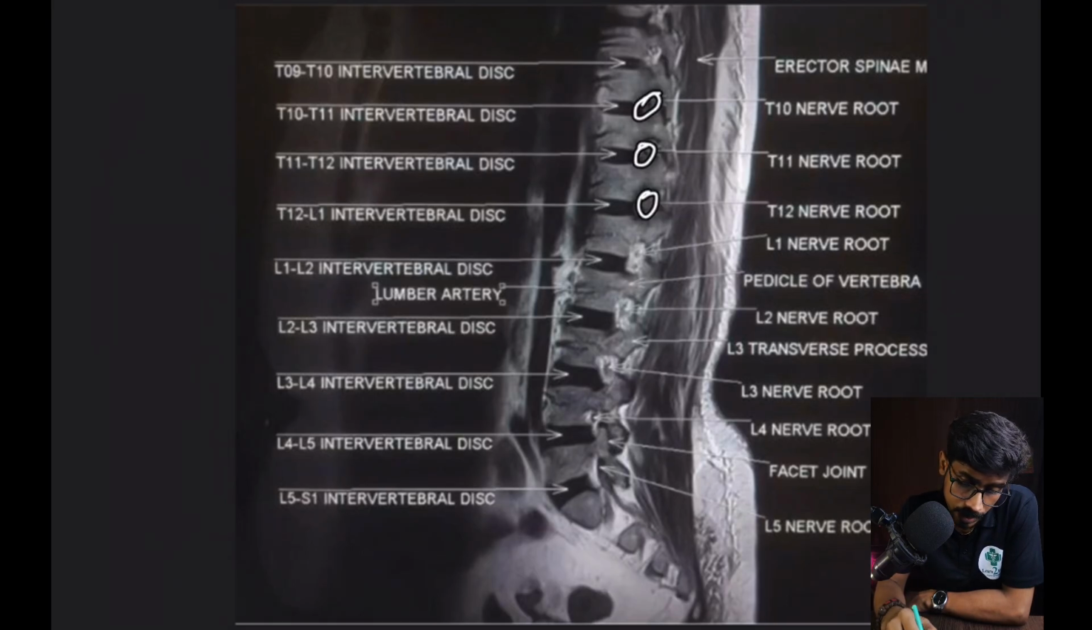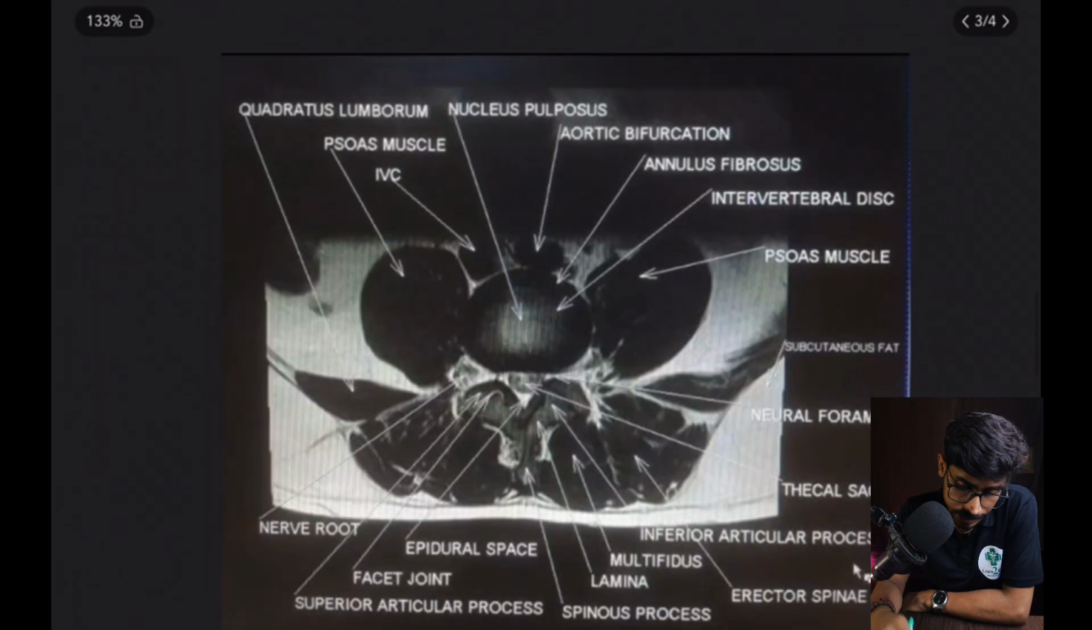This white portion over here, you can see these are all the nerve roots coming out and supplying the respective muscles of the body. You can also see the transverse process. Here you can see the facet joint by which both vertebral bodies get attached. All these are nerve roots. Here you can see the erector spinae muscle.